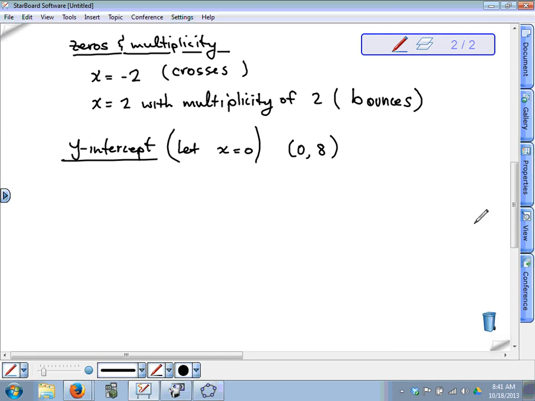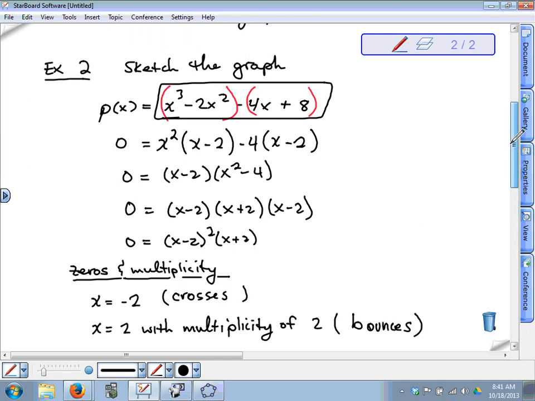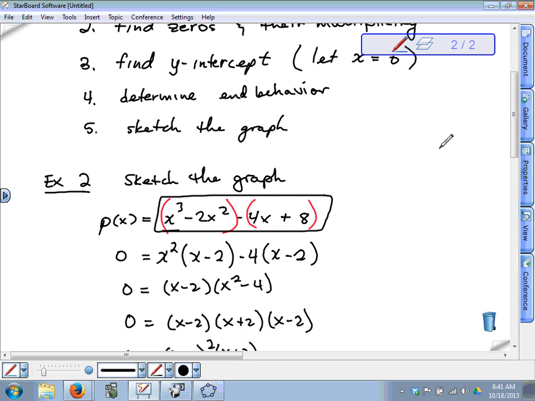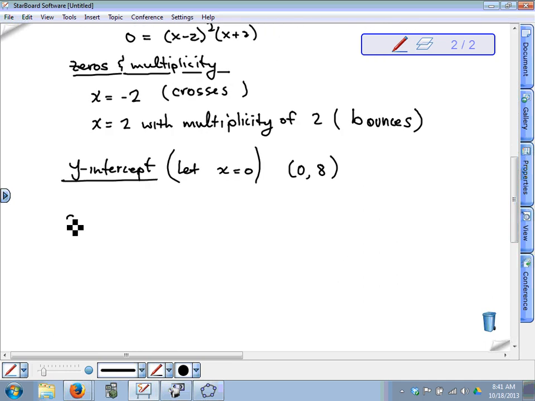Now let's consider the degree, or the end behavior. Determine end behavior is step 4. What's the degree? Degree 3. Now I'm just going to put this in a parenthesis.